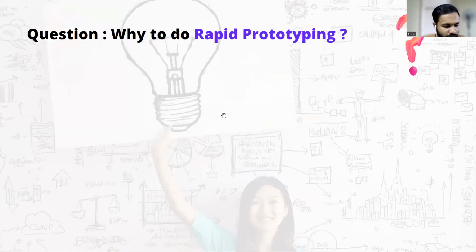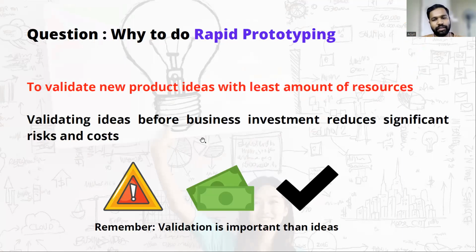So as I told you before, why we should do rapid prototyping, I gave you a couple of examples: to validate new product ideas with the least amount of resources, and validating ideas before business investment reduces significant risks and cost. The main thing to take away from this entire slide is that validation is more important than ideas in today's world.